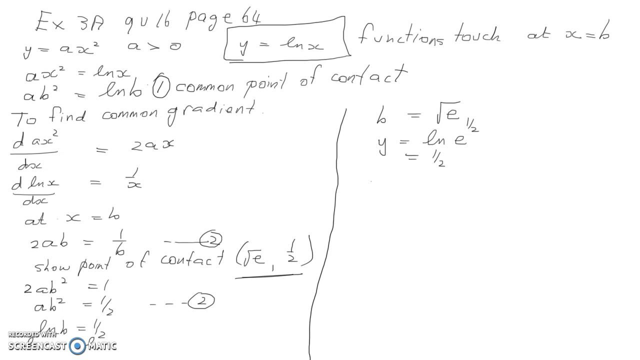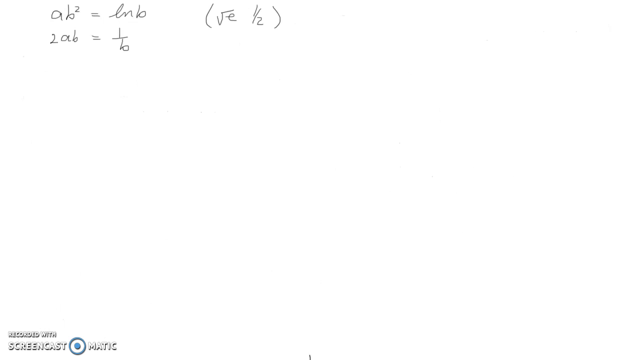So the point of contact, instead of b, we write root e, and instead of y, we write a half. So I've just rewritten some of the information to help us find the value of a, which is part C.